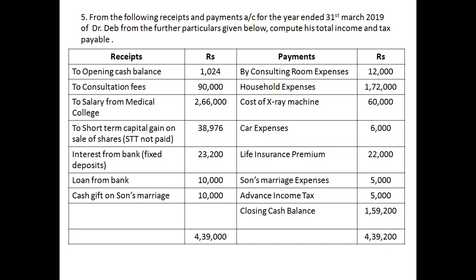As we all know, in this problem itself you have to identify which will be your income from salary, and which will be your professional income. You can't say it is a business; it will be professional income. Is there any capital gain? Is there any income from other sources? First, we have income from salary: the salary from medical college will come under income from salary.